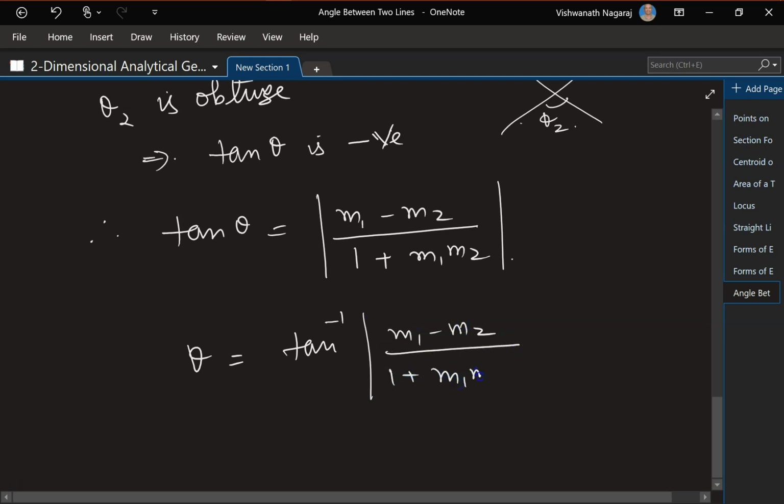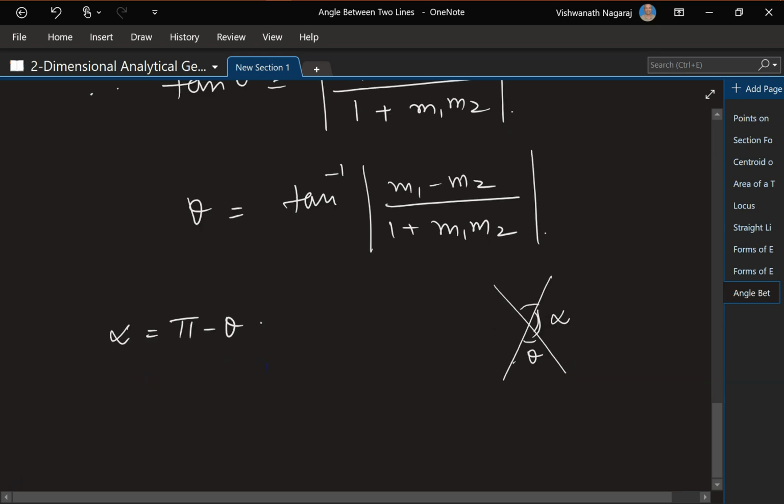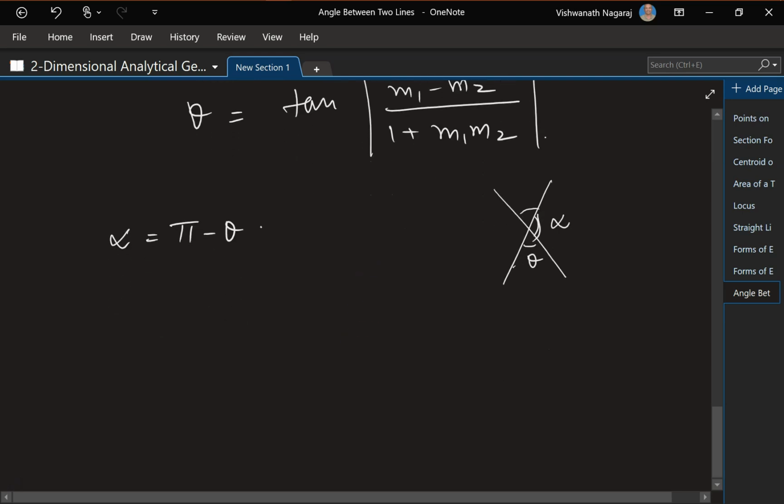As I mentioned previously, if you have two intersecting lines, then two types of angles are formed. One is acute angle, the other is obtuse angle. So if this is theta and this is alpha, alpha would be equal to pi minus theta. So if you are asked to find the obtuse angle, or the acute angle, or the angles formed by the intersecting lines, then you have to give both the angles.